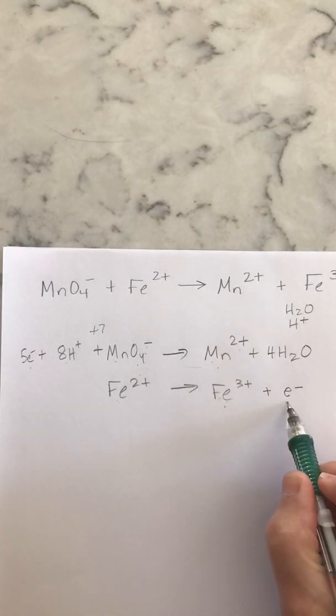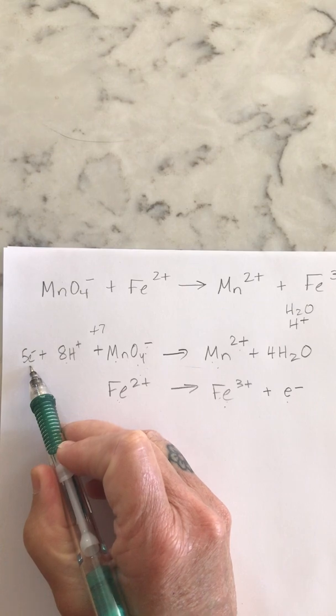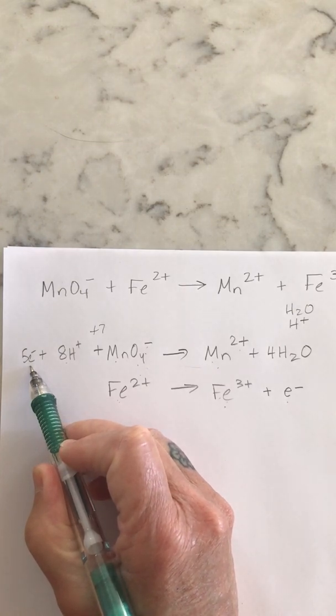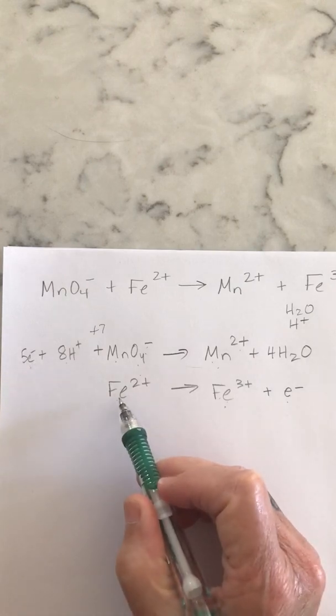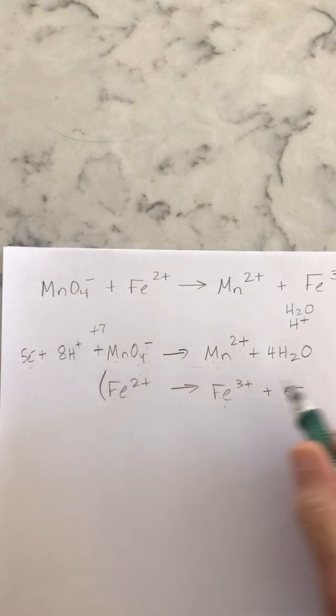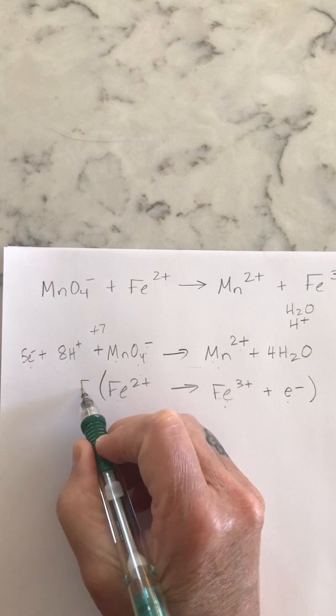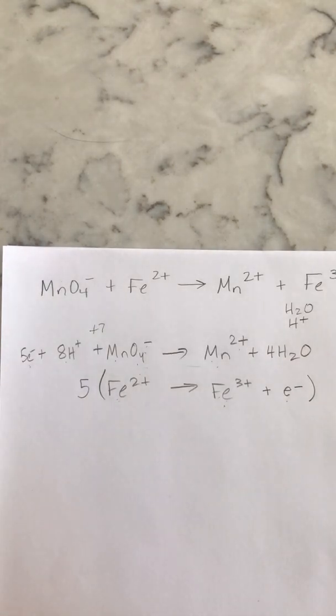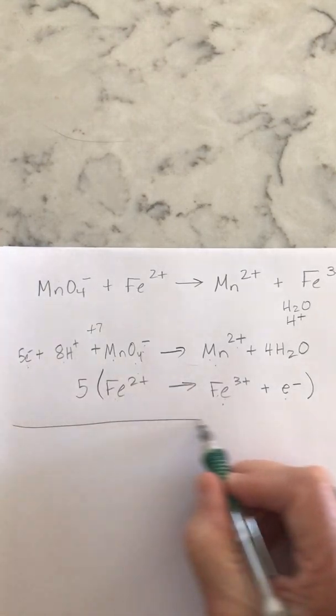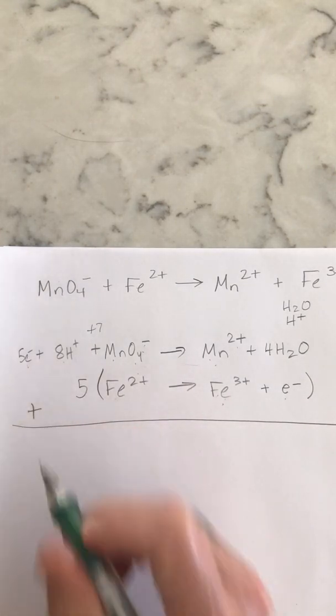So we have 1 electron in this reaction, we have 5 here. And we want to do as little multiplying as possible. So we could multiply each of them by something, or very simply, we're going to multiply this whole second reaction by 5. And that will make it 5 electrons in each. Then we're going to add the two reactions together at the same time.